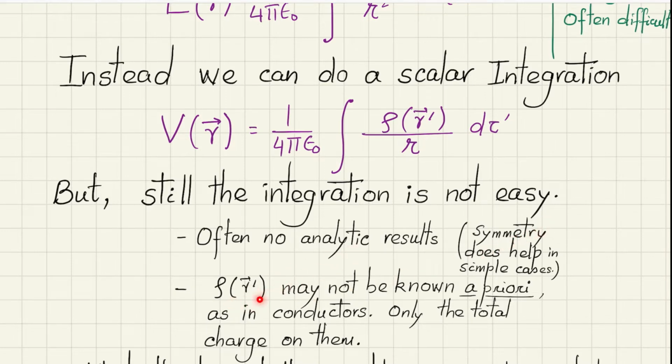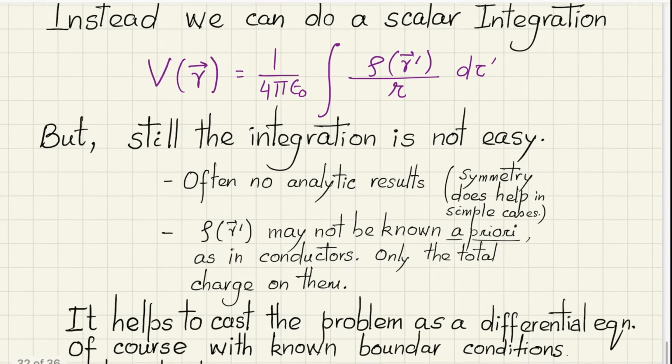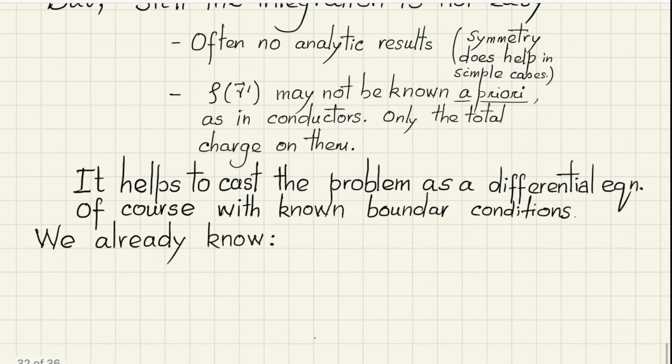The further difficulty is that the charge distribution may not be known a priori, beforehand. Here it assumes that you know rho beforehand. But as you have seen in the case of conductors, the charge gets redistributed, and we don't know. Only the total charge may be known, and hence it's a difficult problem nonetheless. It helps therefore to cast the problem as a differential equation.